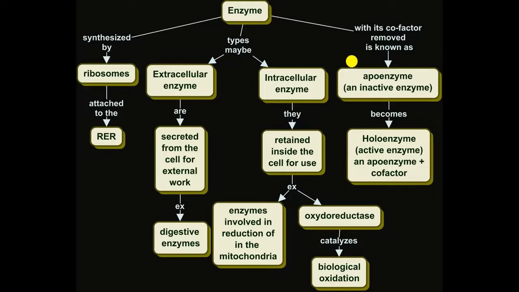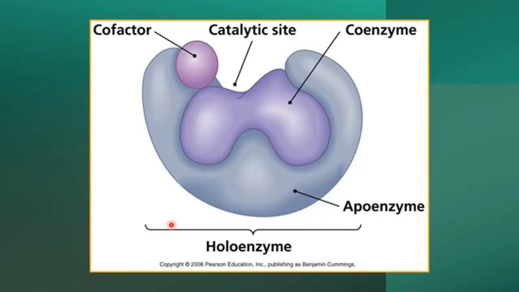When a cofactor is removed from an enzyme, this is called an apoenzyme. An apoenzyme is an inactive form of an enzyme. However, when an apoenzyme has the cofactor attached to it, it is called an active enzyme, also known as a holoenzyme. This is an apoenzyme plus a cofactor. This is an example of a holoenzyme, the active form of the enzyme. If we remove the cofactor, it will be called an apoenzyme.